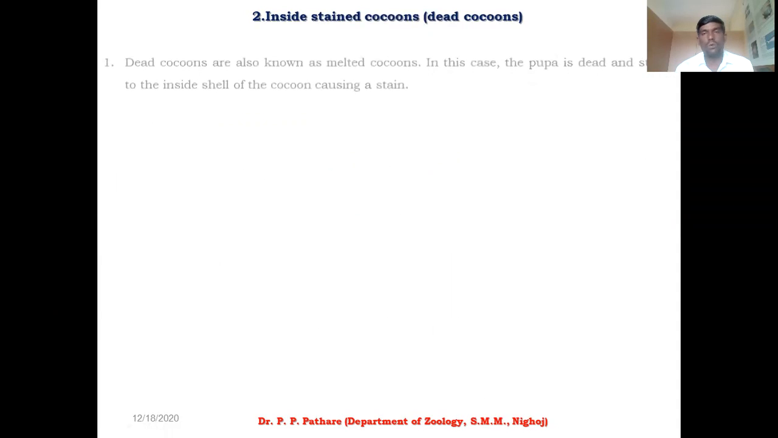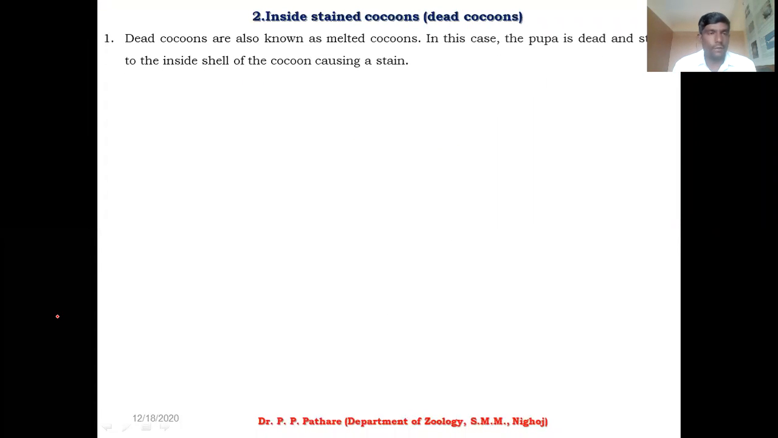Inside stain cocoon, or it will also be called dead cocoon. Dead cocoons are also known as melted cocoon. In this case, the pupa is dead and sticks inside the cell of the cocoon, causing the stain. I gave the information regarding pests and diseases of silkworm. If your silkworm is affected by some pest or disease during the spinning of the cocoon, at that time they will continue their process and spin the cocoon.